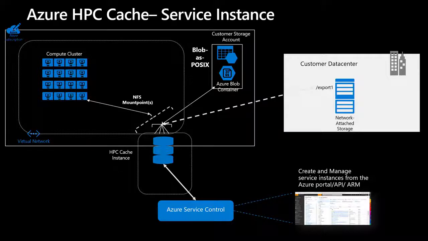So HPC Cache, at the end of the day, allows you to set up a high throughput NFS endpoint very close to your compute, which caches some remote storage. So the storage could be up in Azure, or it could be on-prem. So the 3 discrete values it provides is that high-speed throughput of NFS, and one workload that uses HPC Cache a lot is media rendering.